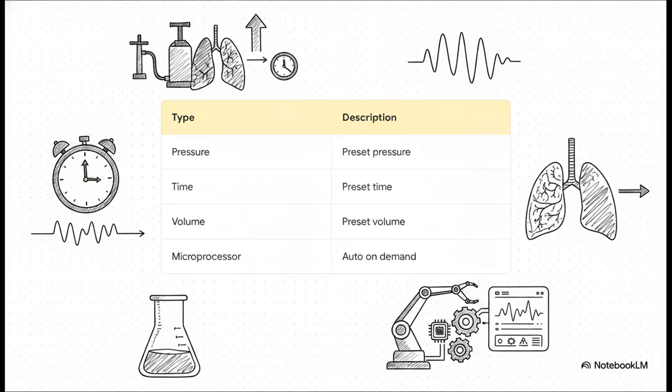Second is the time cycle. This one delivers air at strictly preset time intervals, totally regardless of the pressure. Third, the volume cycle, which pushes a very specific preset volume or amount of air into the patient. But the fourth is the modern marvel, the microprocessor. This is a brilliant robotic standard that uses automated computer systems to dynamically adapt to the exact physical demands of the patient's body in real time. It's a total game changer.